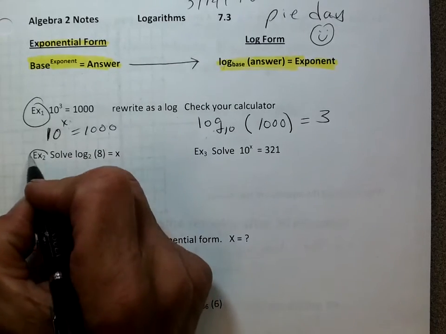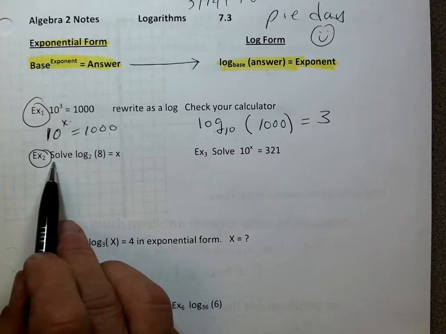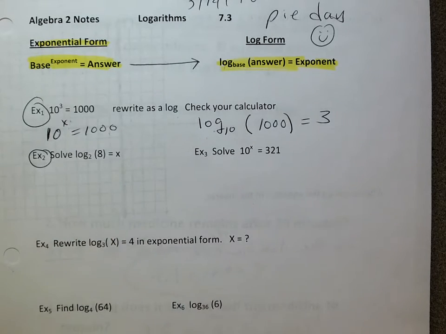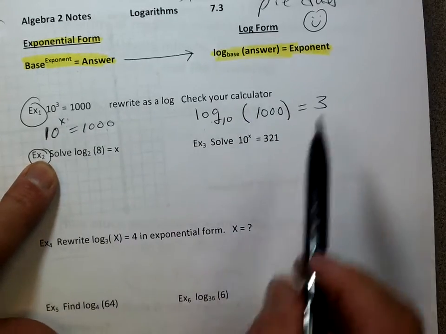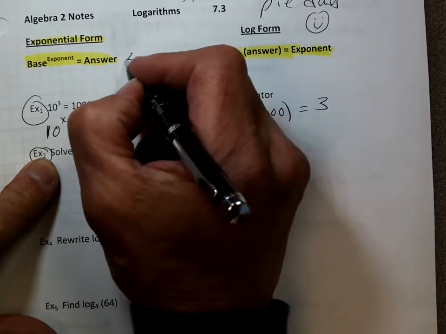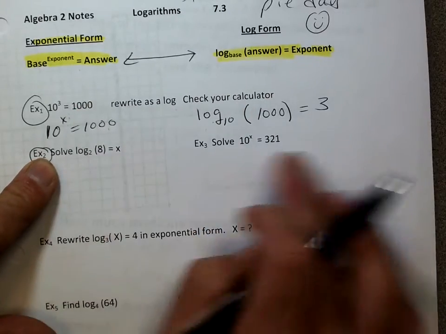Let's look at example 2. Okay, and example 2's got solve log base 2. Our calculator doesn't do base 2. So we might have to use our brains. So in this case, we're going to change this one from log form to exponential form. So we're going to rechange this to exponential form.